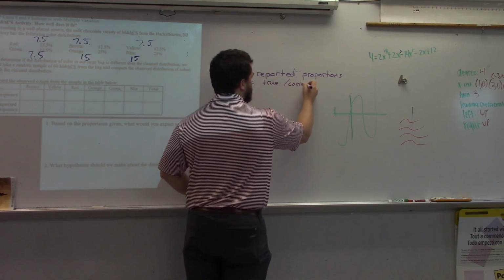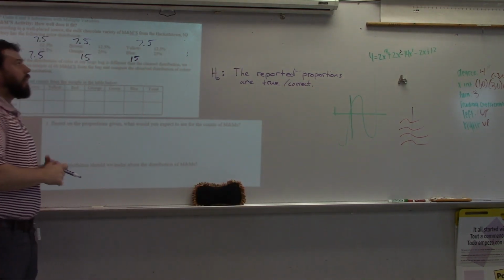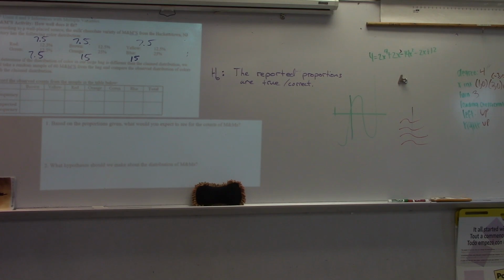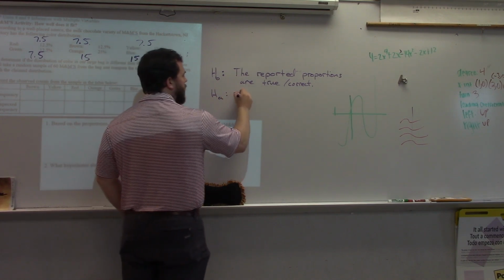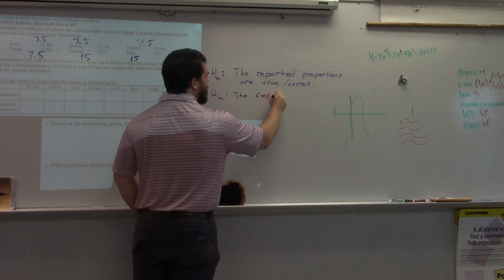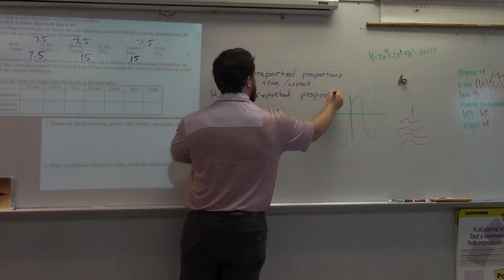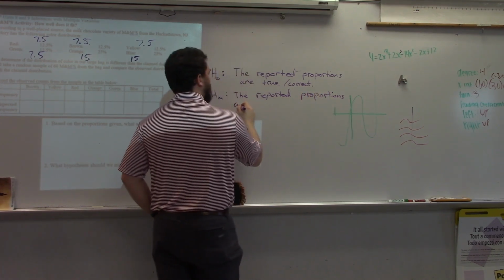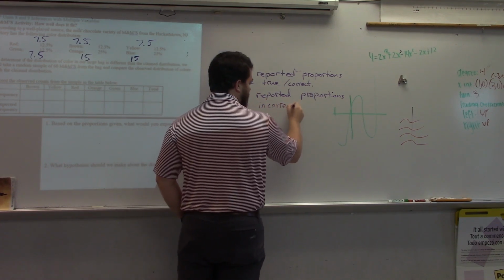So we could write that out on the AP exam, no numbers. Now, I might put more context to it. So the reported proportions for the M&M colors are true or correct. So what would be my alternative? They're not correct. The reported proportions are incorrect. And again, make sure you have context in there.